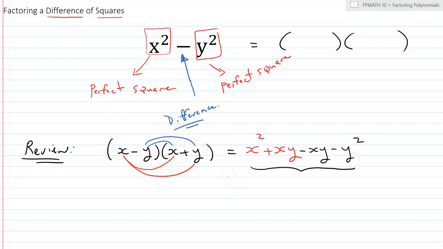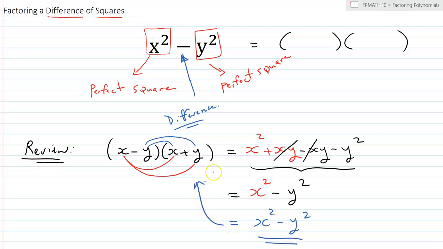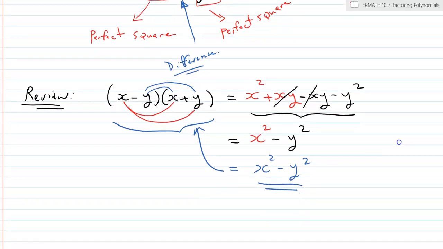Let's simplify that. We notice that xy and minus xy are like terms, and that actually becomes 0, because one xy minus another xy is 0. The only thing left now is x squared minus y squared. I'm going to write it in one color, so that's x squared minus y squared, and that is basically the same as that. So this is a factor form of x squared minus y squared.